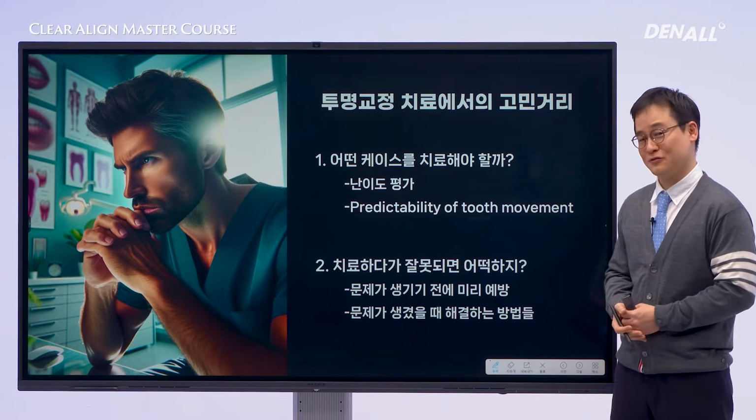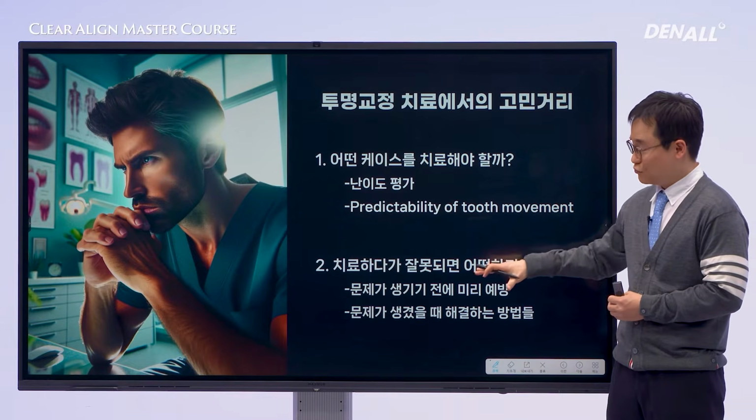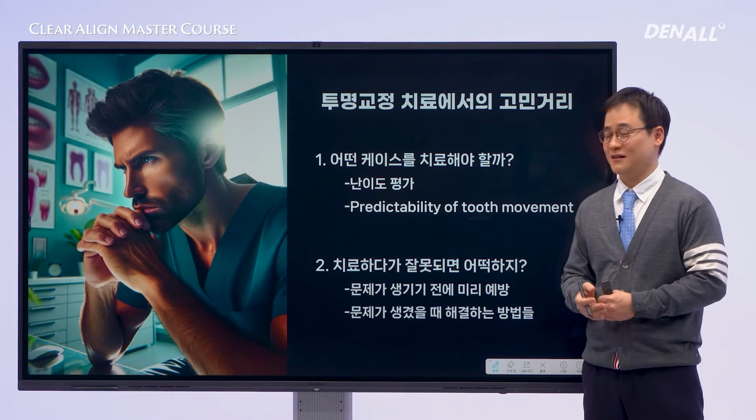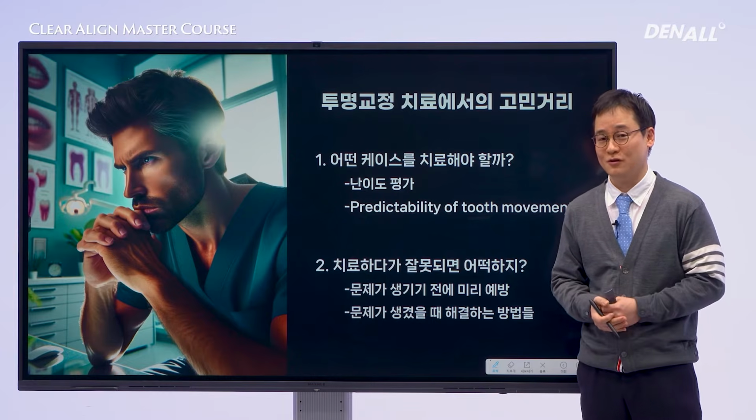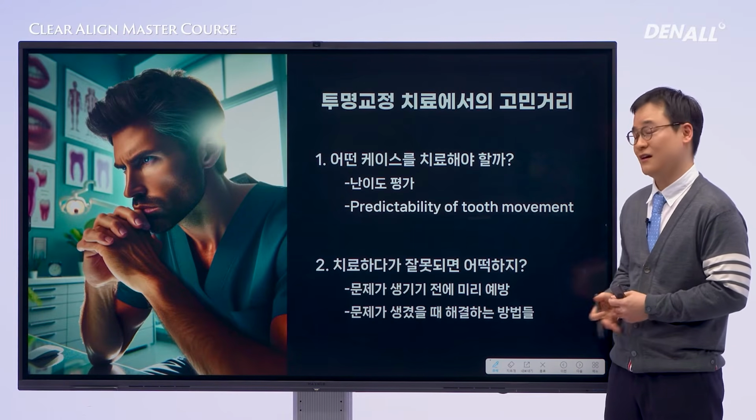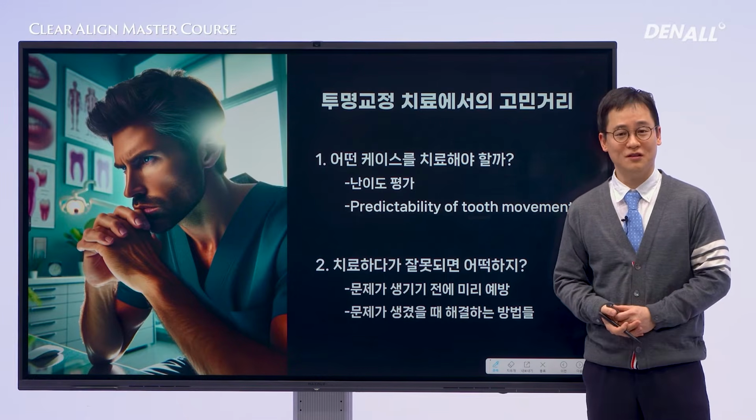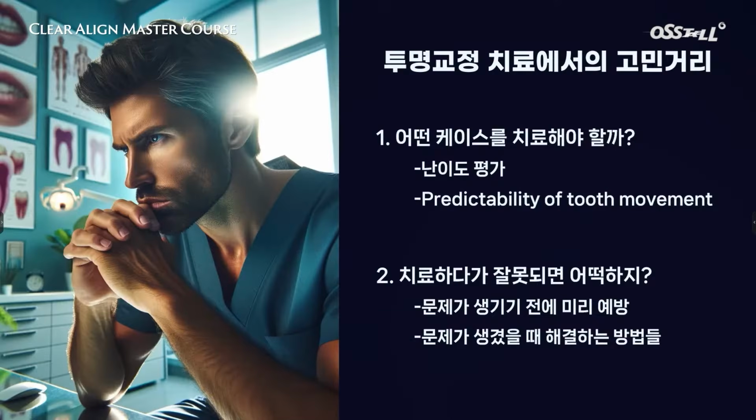Another common concern is, what if something goes wrong during treatment? But if you take preventive measures before any issues arise, you'll achieve better treatment outcomes. Moreover, if an unexpected tooth movement or issue does occur, having effective solutions will greatly help you overcome these challenges. In a broad sense, addressing these concerns will greatly help you to get started with clear aligner treatment.